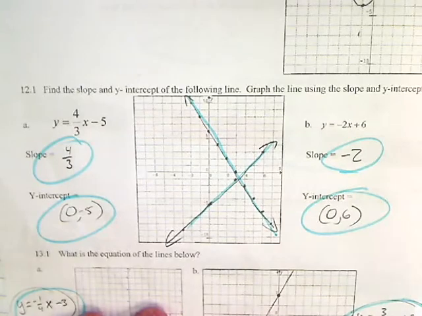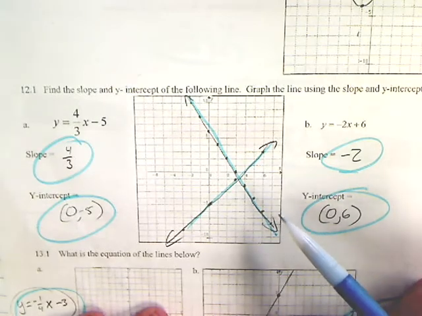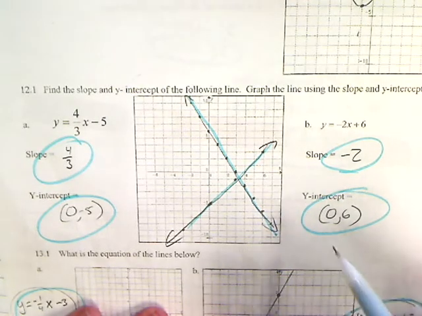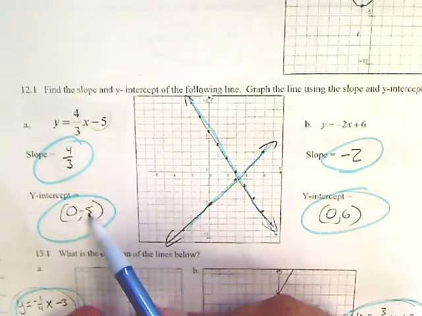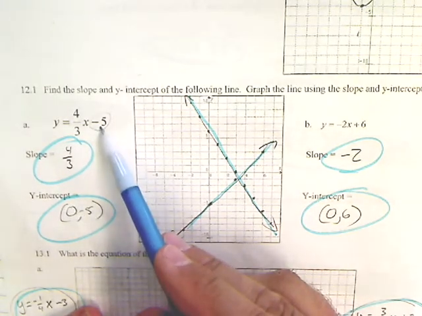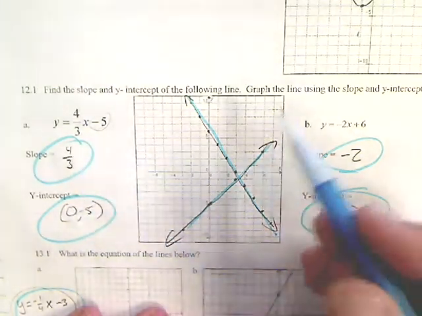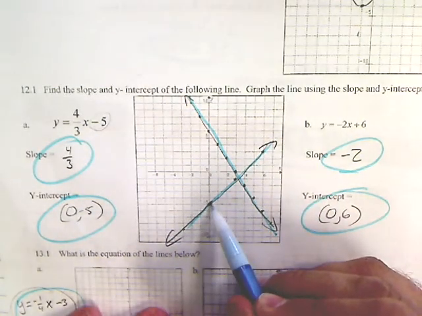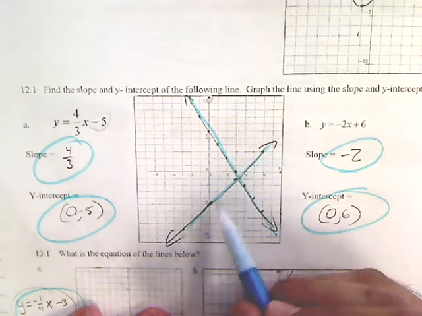And here we're graphing a line using the slope and the y-intercept. Before, I was just checking to see if you knew how to plot points. Now I'm checking to see if you know what the slope and the y-intercept is. So my y-intercept's at 0, negative 5. It's a point, so you have to write it as a point. Slope is 4/3. So I put a dot at 0, negative 5, and I go up 4 over 3. Rise over the run.